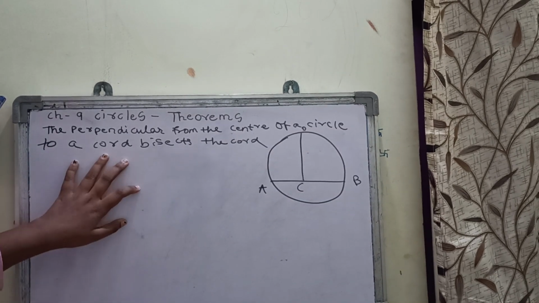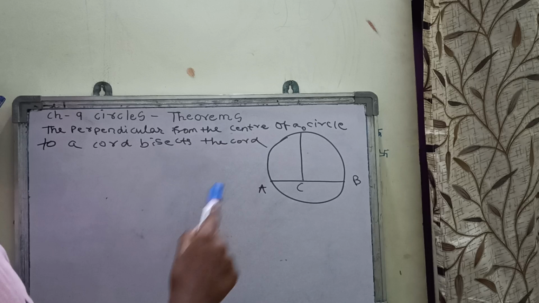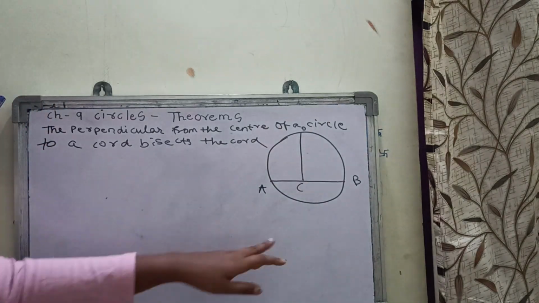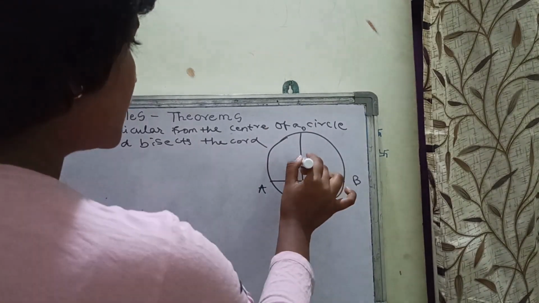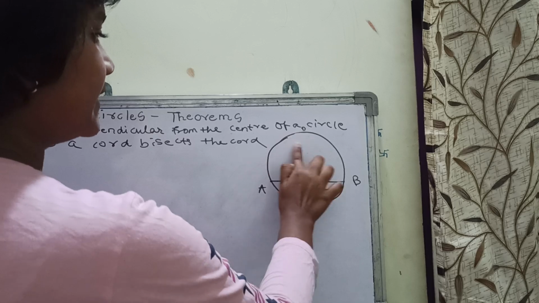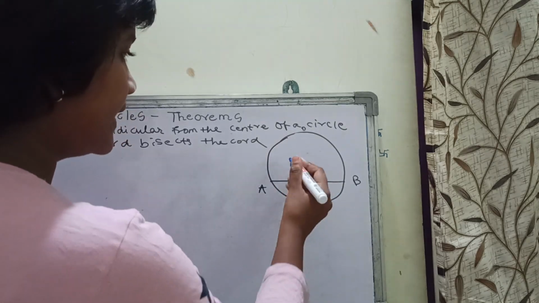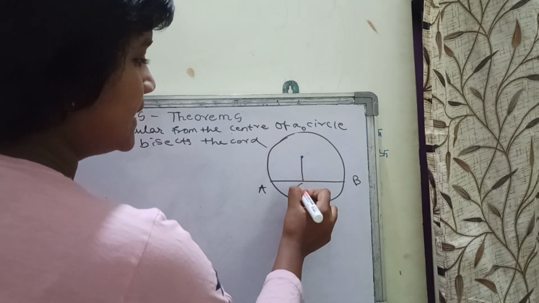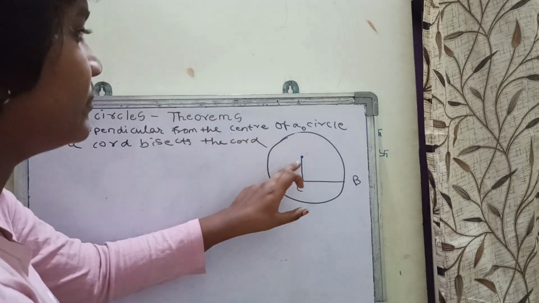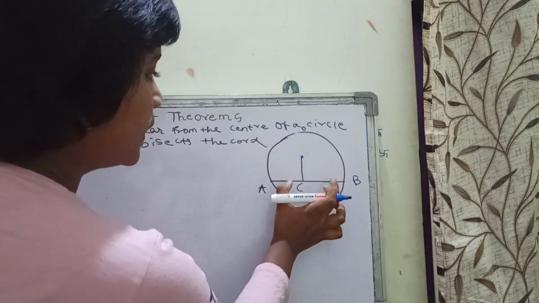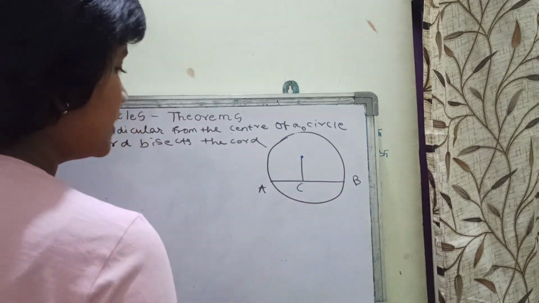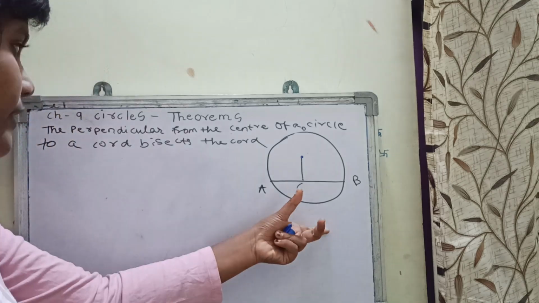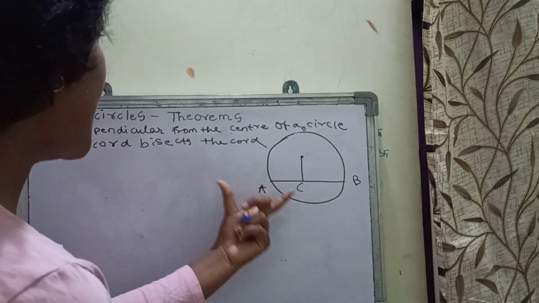In theorem 3, what did they give? The perpendicular from the center of the circle. What is the perpendicular from the center? OC is the perpendicular, from the center of the circle to the chord. What is the chord given here? AB. We already learned about the chord. The perpendicular bisects the chord.